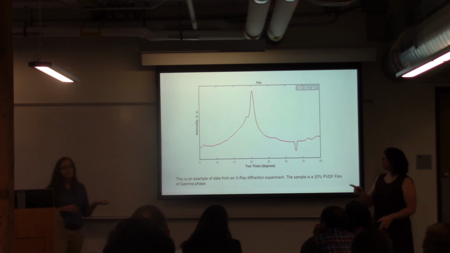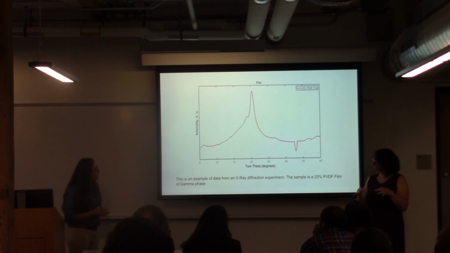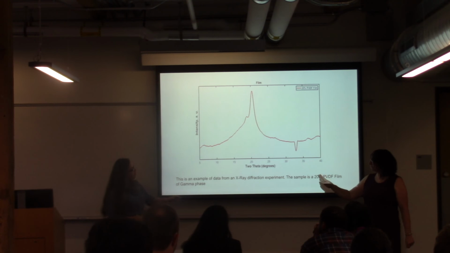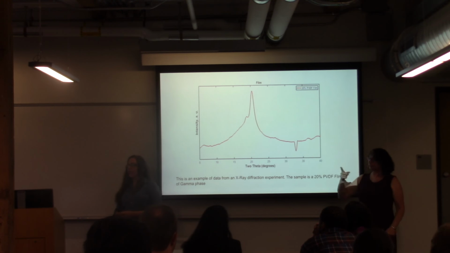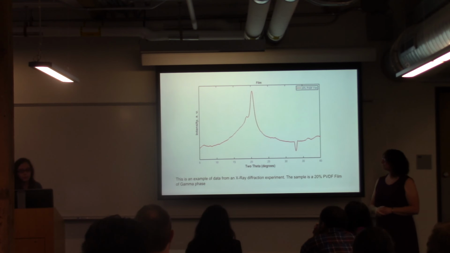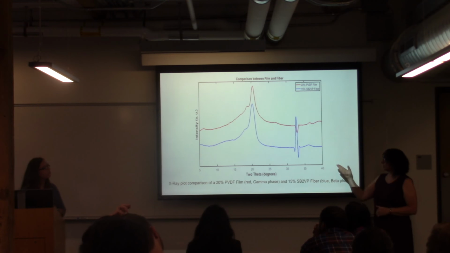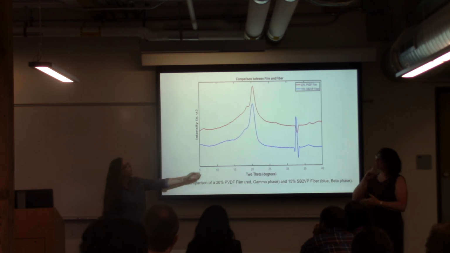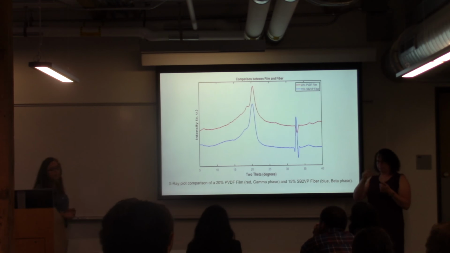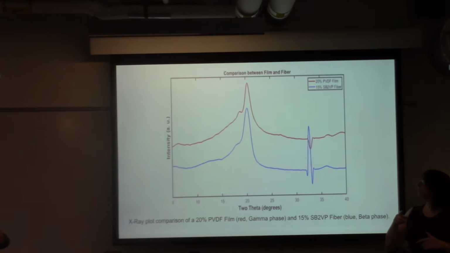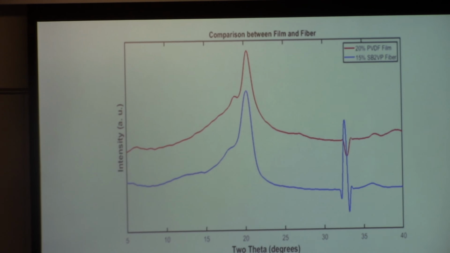So I also did 20% films, and you can see how the film has a majority of gamma as well, with the peaks in there. I also did a comparison between film and fiber. They also help us see how the peaks are with the gamma and beta. The red line is the film, which has majority of gamma, as I mentioned before, and the blue line is the SB2BP fiber.